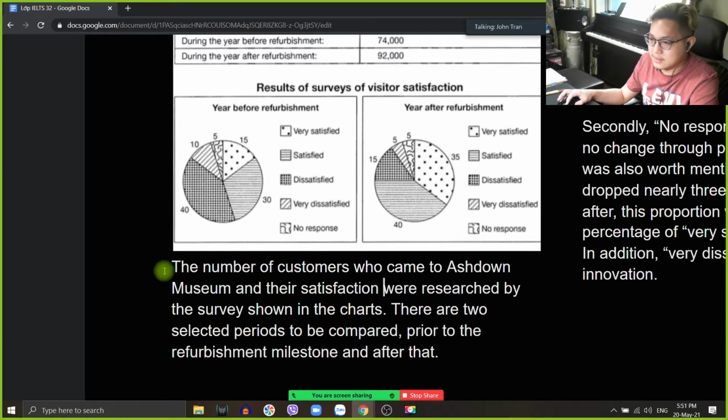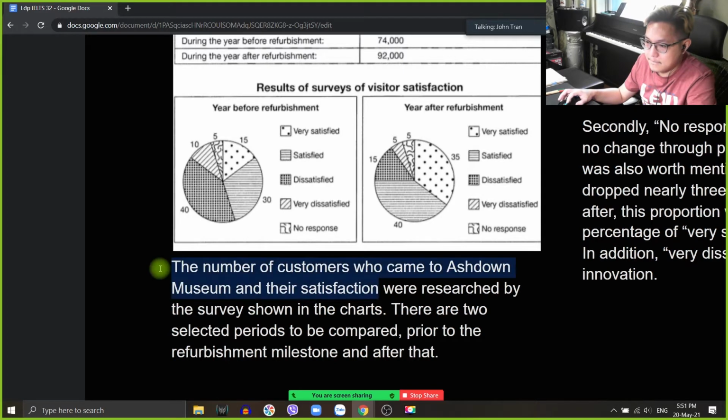If you write like this, the number of customers who came to Ashdown Museum and their satisfaction, it sounds better because you already mentioned the subject and the subject of the satisfaction, and then their satisfaction here. It's better if you write this way. It's more clear, you know.